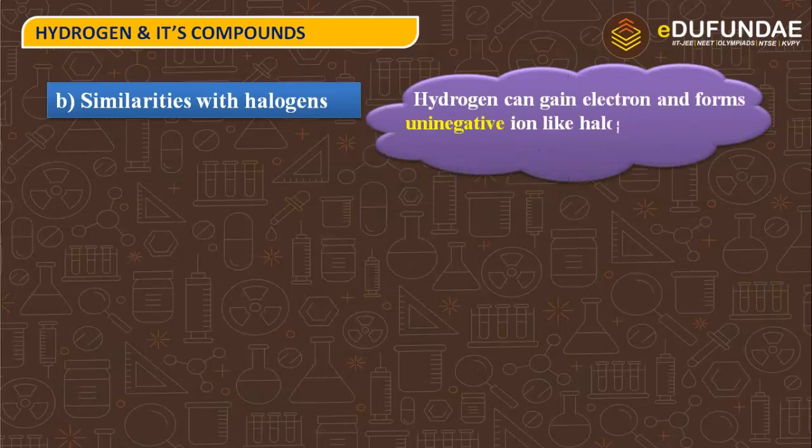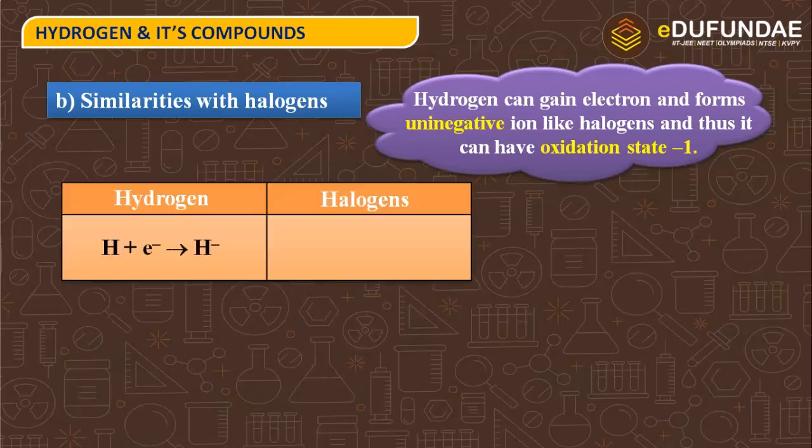Hydrogen can gain an electron and form a uninegative ion like halogens, and thus can have oxidation state -1. जैसे हेलोजेंस एक इलेक्ट्रॉन गेन करके अपनी नियरेस्ट नोबल गैसेस की तरह स्टेबल बन सकते हैं, just like that hydrogen can also gain 1 electron to form a uninegative ion, that is H negative, that is also known as hydride ion. Hydrogen is gaining 1 electron to give hydride ion, and halogens, for example, chlorine is gaining 1 electron to give chloride ion.